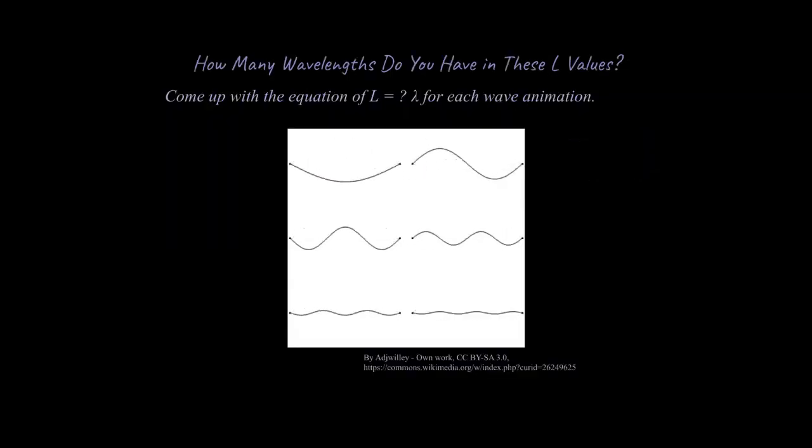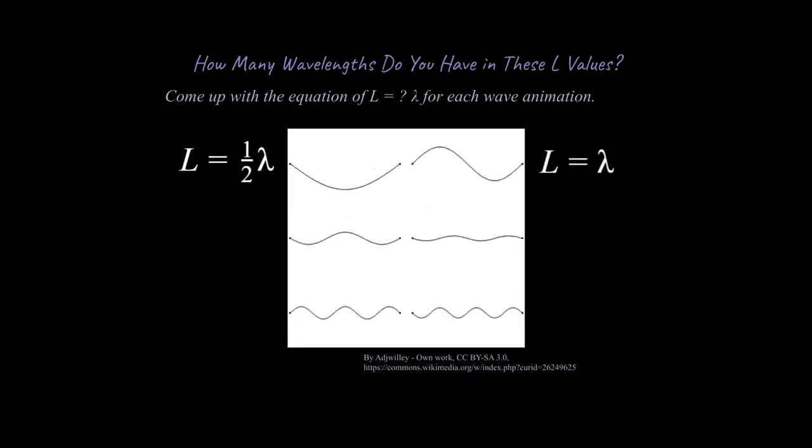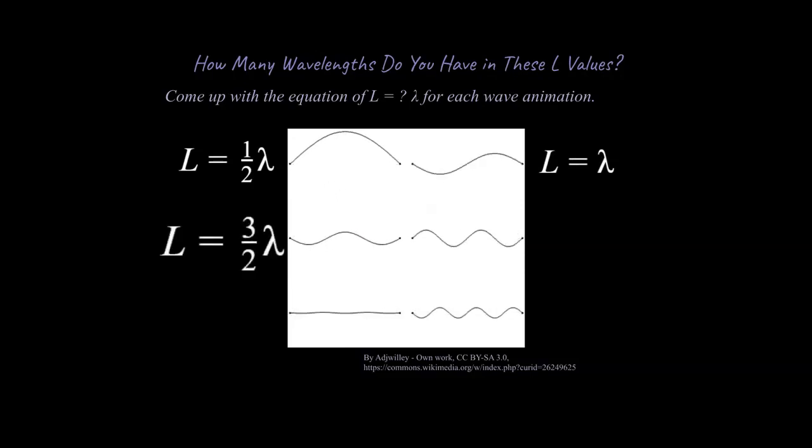Alright, how many wavelengths do you have in these L values? So come up with an equation of your L value is equal to how many wavelengths for each wave animation. So let's do the first one in your mind right now. All right, well that's going to be L is equal to 1/2 of a wavelength. How about this one over here? L is equal to what? Well, L is equal to 1 full wavelength. How about this one over here? L is equal to 1.5 or 3/2 of a wavelength.